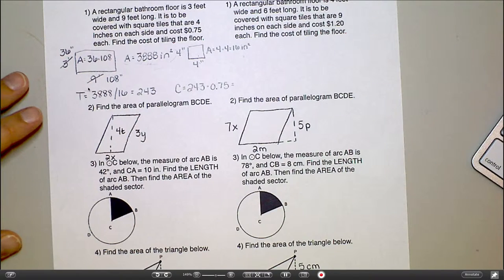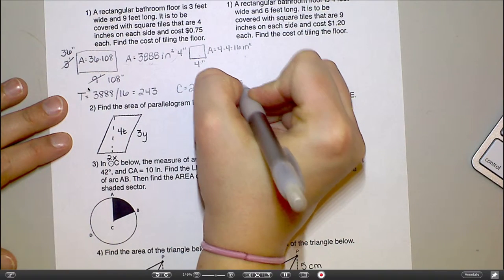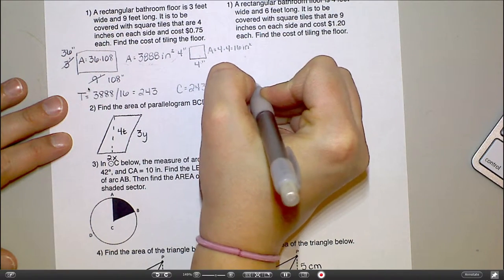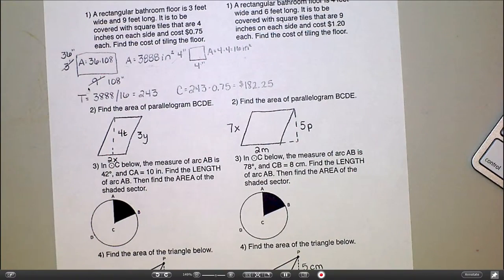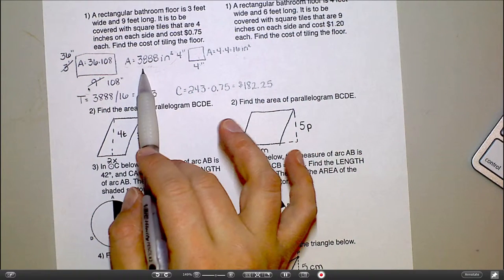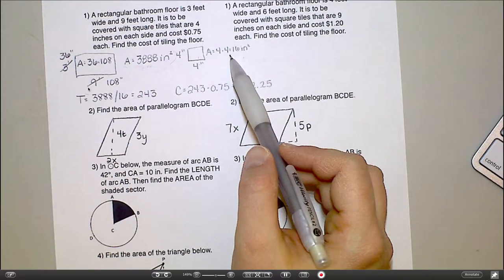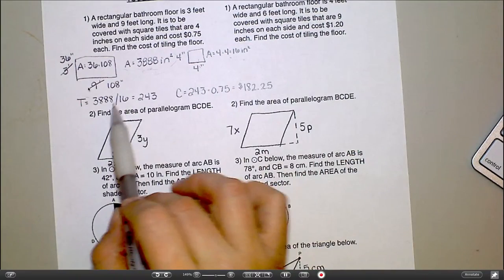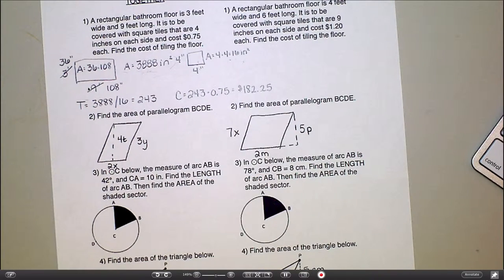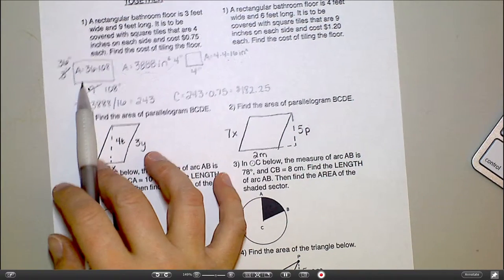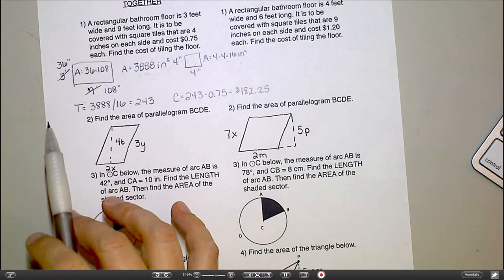182.25. So my total cost is going to be $182.25. Okay? So again, not that any of that was hard to do, but that's a lot of steps. Area of the bathroom floor, area of the tile, divide to find out how many tiles you need, and then multiply by the cost. And remember to convert feet to inches before you start.